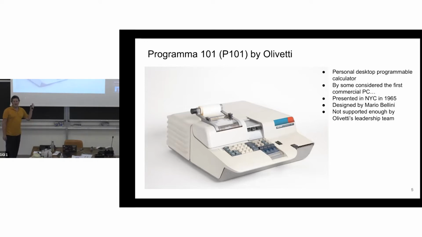So this is the Programma 101 by Olivetti, and it's a personal desktop programmable calculator, by some considered the first commercial personal computer. It was designed, invented, and commercialized in Italy, presented in 1965 at a fair in New York, designed by a famous designer, even if it looks quite old by today's standards. Unfortunately, maybe most of you don't know about Olivetti, this Italian company, because they didn't really believe in electronics at the time. And so this was really a pioneering example of what then became mainstream personal computers almost 15 years later.